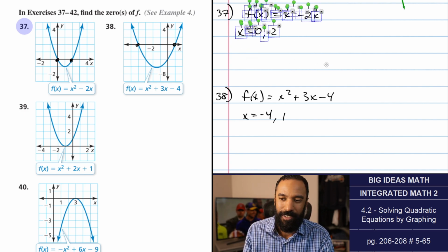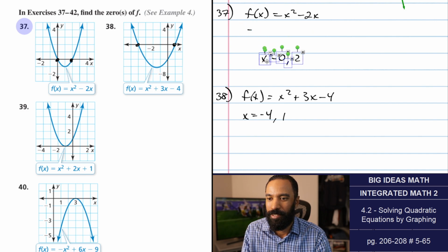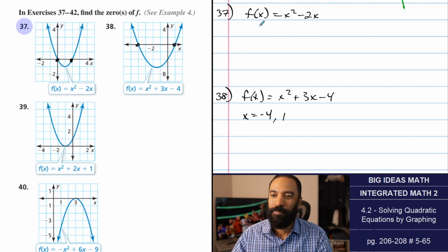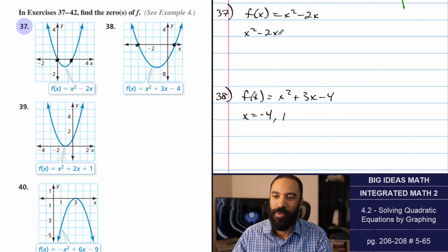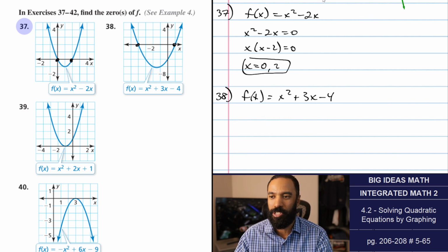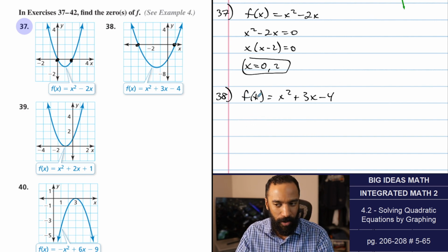Let me kind of do this again. Let me erase this. Number 37. Let's set x squared minus 2x equal to 0. Let's factor. And then we get x equals 0 and 2. Okay, I'll just do it that way for you guys. I'll solve algebraically with you. Let's just confirm that the values we get are the same as the graph. That's fine with me.